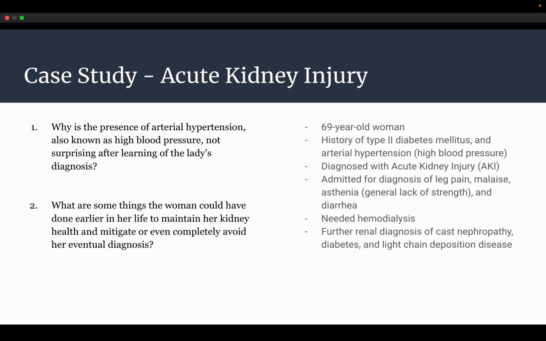Eventually, through hemodialysis, which is a treatment through machine filtering of waste when your kidneys are unable to do it themselves, her urine output levels began to improve back to regular levels, although renal function was still compromised. The final renal biopsy revealed 3 overlapping issues, which were cast nephropathy, diabetes, and light chain deposition disease, which were treated with protein complexes and steroids to the point of partial renal function when treatment was stopped.